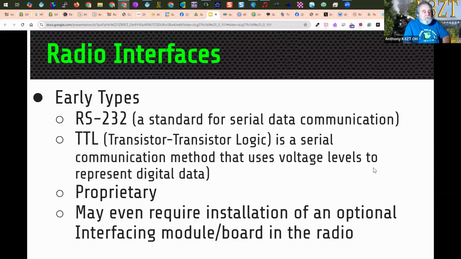So the early types, there was RS-232, there was also TTL with adapters to convert it. There were also proprietary systems that you had to feed into a box, and then it fed out to your computer. And many radios required the installation of other features. So if you're buying an older radio and you're planning on interfacing it, even if it had the capability, make sure it has the board it needs to have. I did find a site that's still selling some of these boards. They're about $100 a piece.